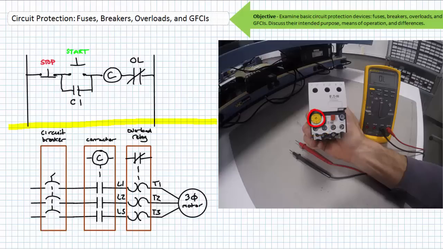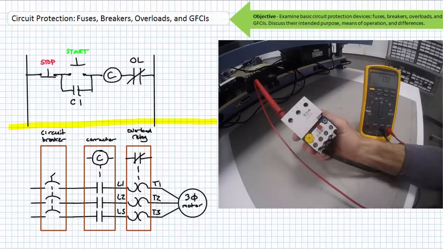If this setting is incorrect, the overload will not function as intended and perhaps trip early, or worse yet, not at all. This overload relay also has a setting that allows for automatic reset after the overload elements have cooled, or another setting, H, think hand, that requires a manual reset.